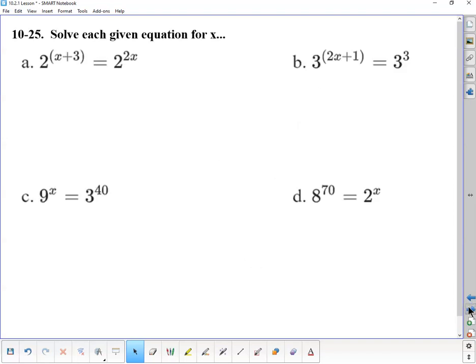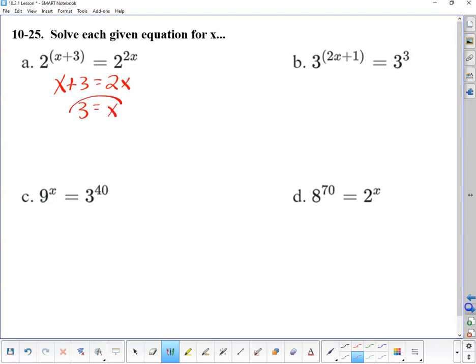Okay, so now we're going to solve each for x. So looking for things that are the same, we have 2 to the x plus 3 equals 2 to the 2x, so we can assert that x plus 3 is equal to 2x. Swing the x, take away an x, x is equal to 3. That came away pretty quickly. You could probably check it and say that that becomes 2 to the power of 6 is equal to 2 to the power of 6. And of course it is.